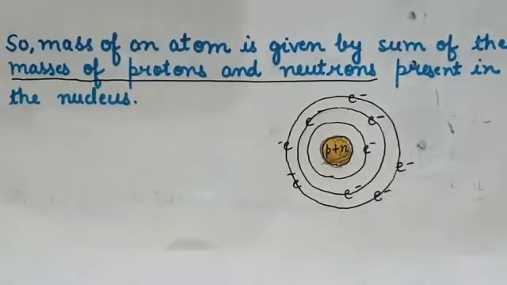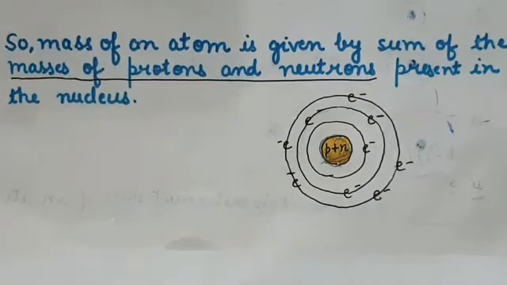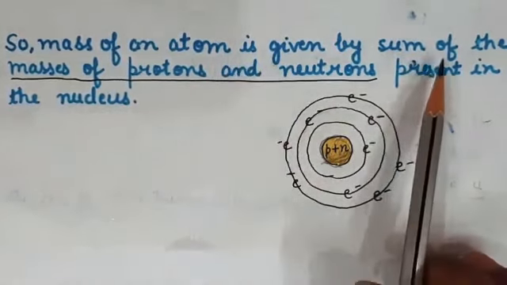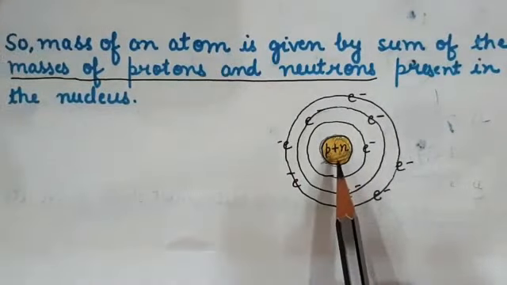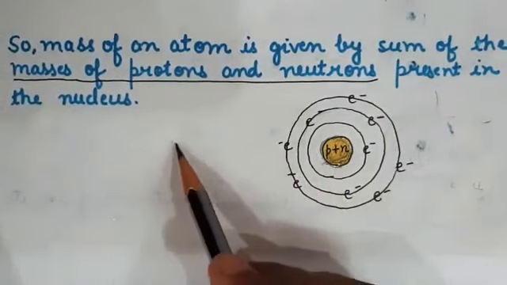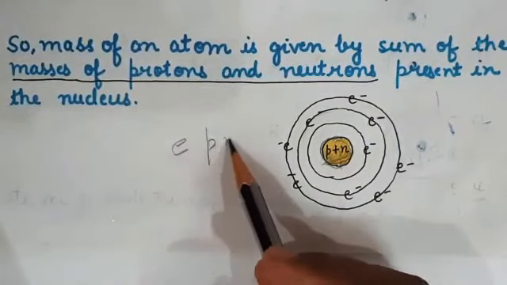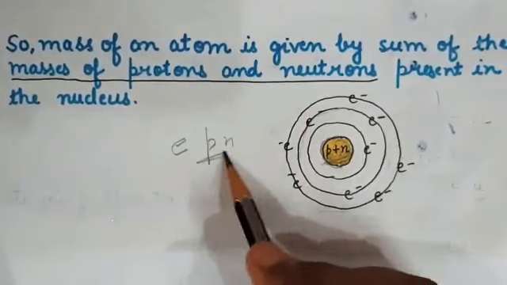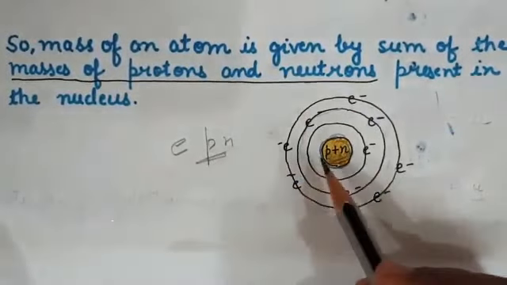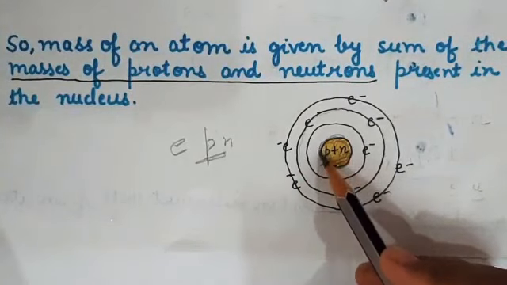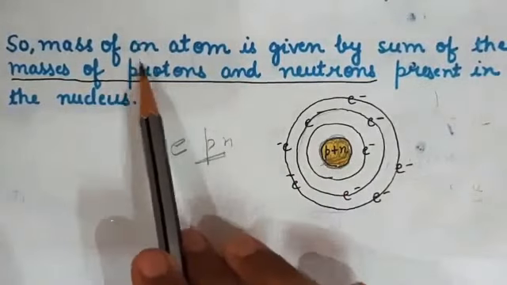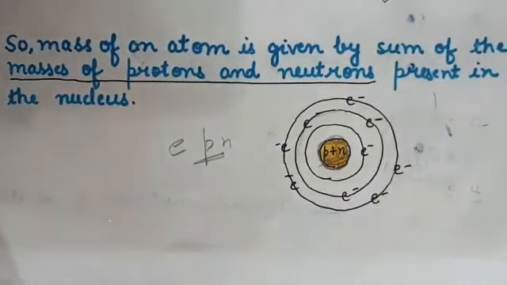And one more thing, students: I told you that the mass of the atom resides inside the nucleus. The mass of the atom is given by the sum of protons and neutrons. There are three subatomic particles: electron, proton and neutron. Electrons revolve around the nucleus, and protons and neutrons are present inside the nucleus. So the total protons and total neutrons give the mass of an atom. Clear, students?